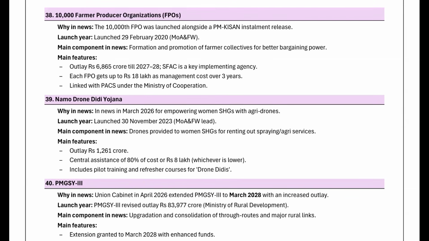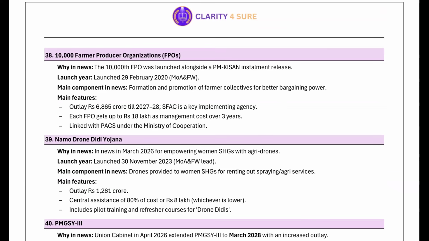ठीक है? It is what? It is a farmer collective. So the memory trick is farmer startup. It is again a farmer startup. Small farmers become big sellers. The main crux of this is that the small farmer wants to become a big seller. The data that you can understand for your prelims examination is that each FPO gets up to rupees 18 lakh as management cost over 3 years, linked with PACS under the Ministry of Cooperation. Is it clear? This is all about the news, right?